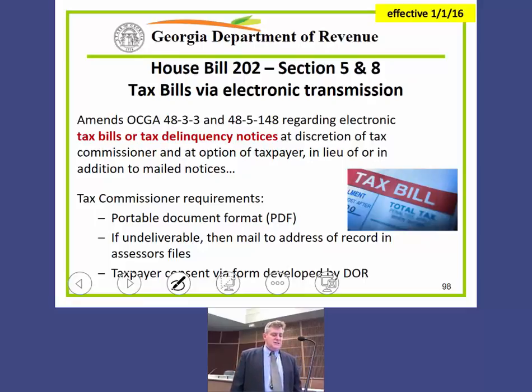There's a change this past session in House Bill 202 that provided tax commissioners can bill taxpayers electronically. So subject to tax commissioner approval, taxpayers can receive their tax bill in PDF format.